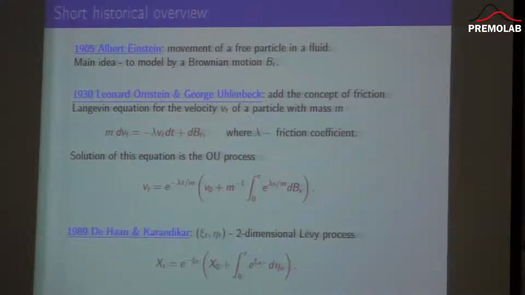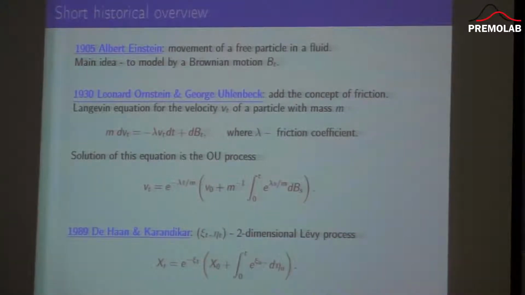Okay. If we take lambda equal to 0, of course, we get the original model by Albert Einstein. And lambda is called a friction coefficient. B_t is a Brownian motion in this equation. This equation is known as the Langevin equation. It allows for a closed form solution. It's written here. And in 1989, De Haan and Karandikar introduced the so-called generalized Ornstein-Uhlenbeck model.